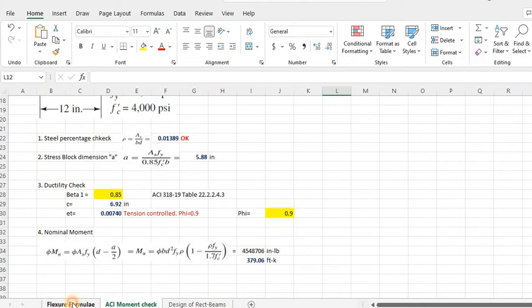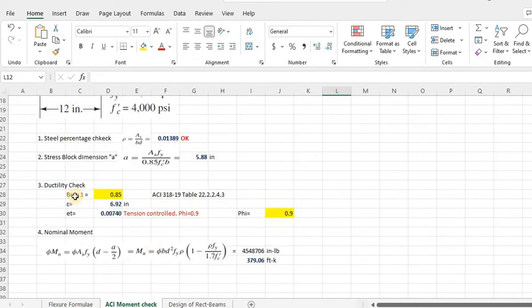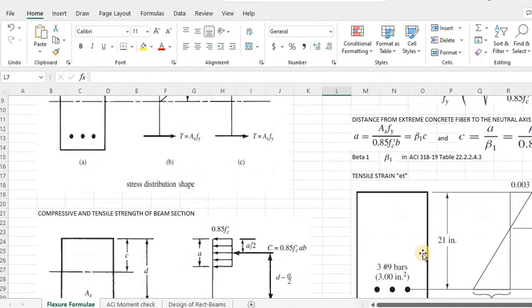In the example I showed you, if A is equal to beta 1 C, then C equals A over beta 1, right? And we already calculated A. So to calculate C, we just divide this value by beta 1, which is 0.85, and we get this. Now we have C. How to calculate ET?